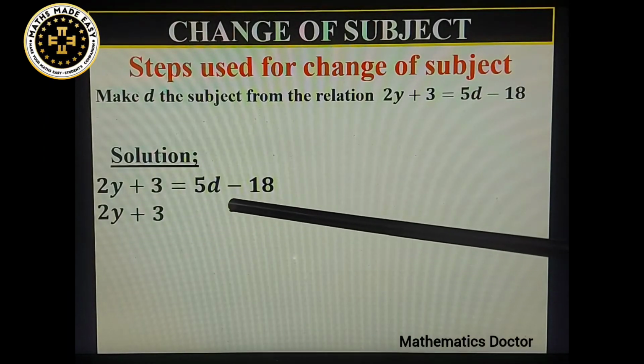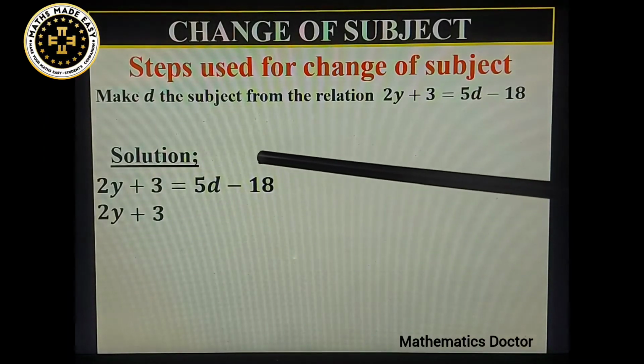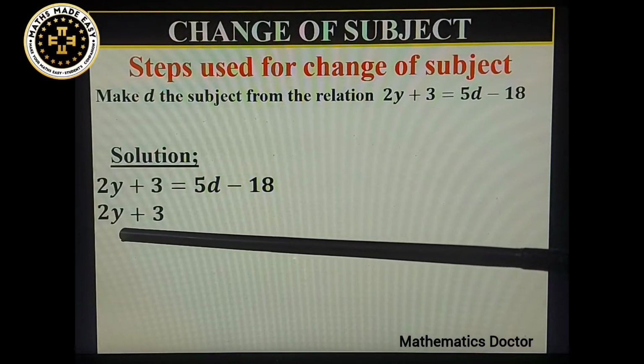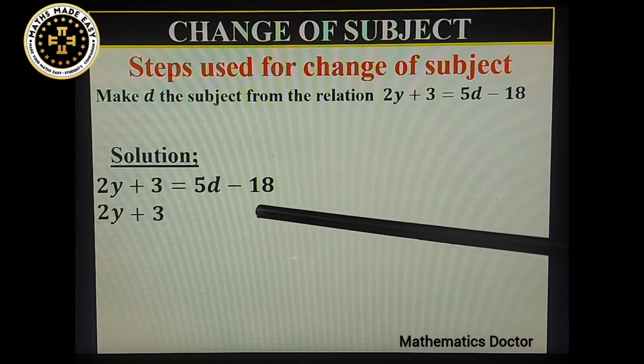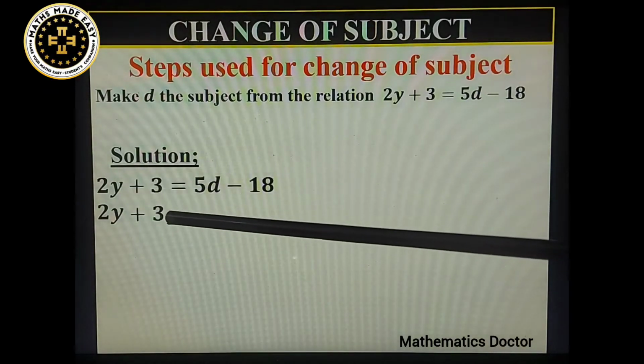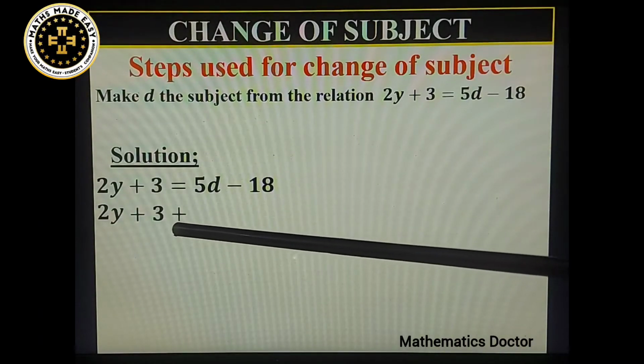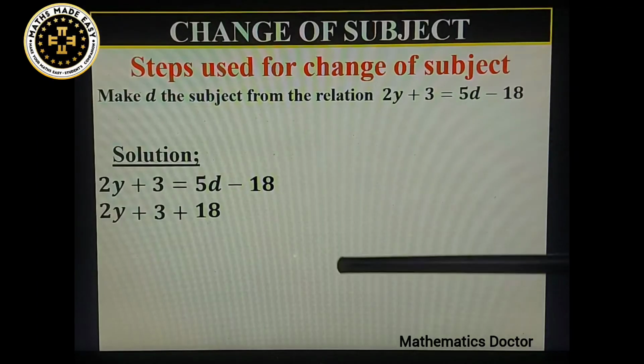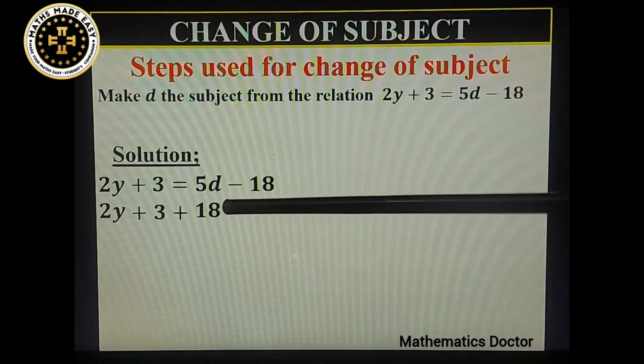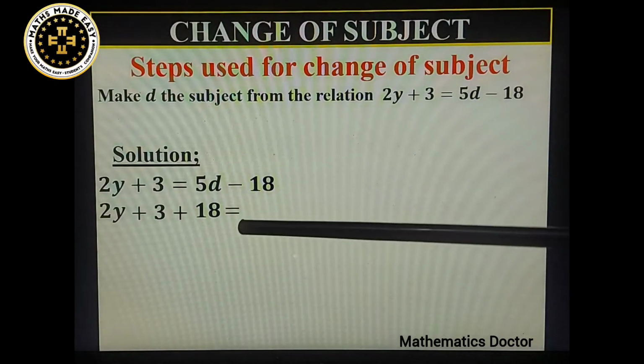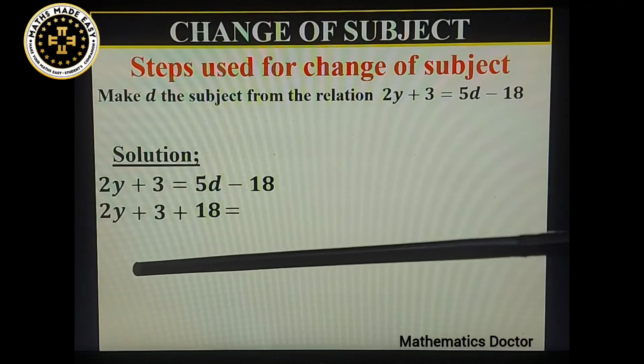But don't forget that as minus 18 is crossing the equal sign to the left-hand side, it will become a positive, because at the right-hand side it is negative. So once it gets to the left-hand side, it will become a positive. So let us bring the plus and then 18. So meaning it has joined them at the left-hand side. So let's close it with the equal sign. So you realize that now the terms are all at the left-hand side.